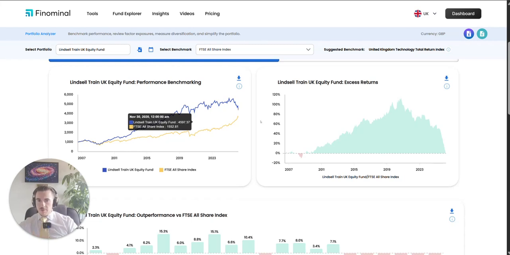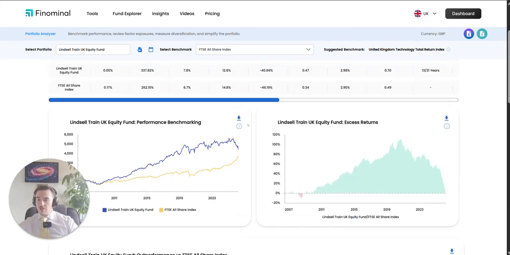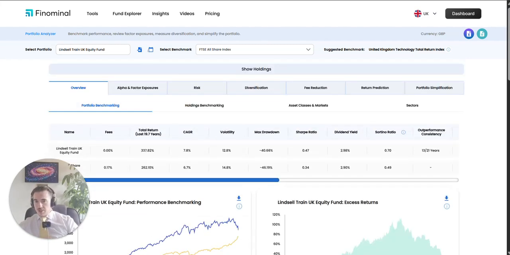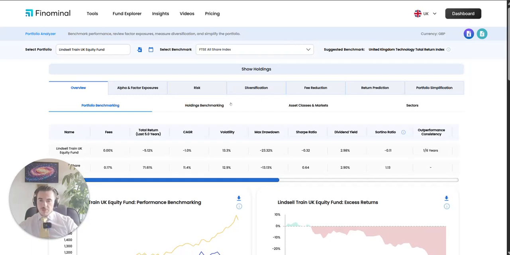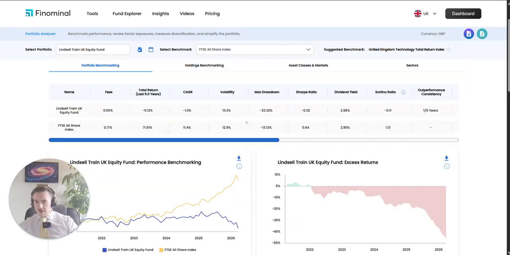And looking at that performance benchmarking as well, it does look initially like an attractive fund, other than when you start to see this period here. But let's change the time frame now and look at more recent history. Let's look at the last 5 years. Okay, so in doing so, we can see a very different story indeed than we initially saw.